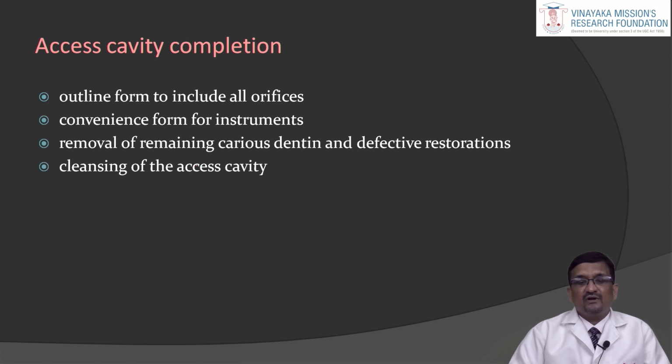Outline form should include all orifices, convenience form should be there for instrumentation, rotary, everything, and removal of remaining caries, dentin, and defective restoration should be done, and then cleansing of access cavity. When all these 4 are achieved, we know we have reached the access cavity step properly.